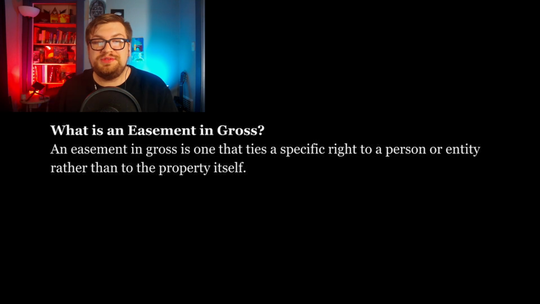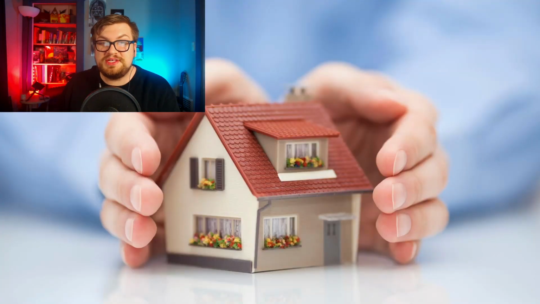Well, an easement in gross is one that ties a specific right to a person or entity rather than the property itself. An easement in gross differs from regular easements because most easements run with the property, not a particular party. An easement in gross is commonly thought to be irrevocable for the duration of the individual's life. However, it can be nullified if the individual sells the property in which the easement was granted.